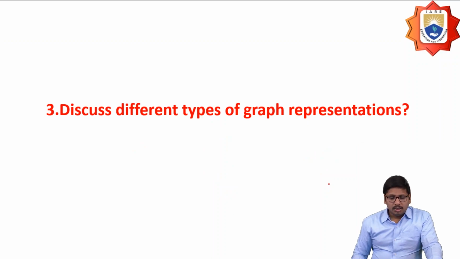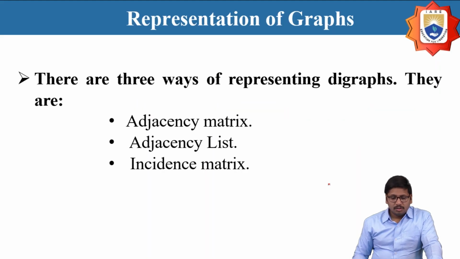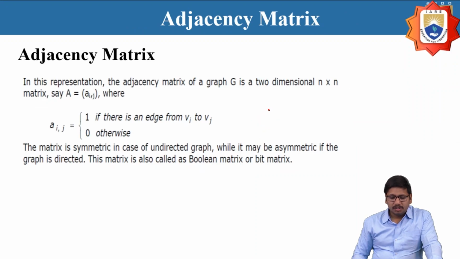And another question is to discuss different types of graph representations. So here I'm going to have different types of graph representations like adjacency matrix, adjacency list, and then incidence matrix. So these are the different ways of representing a graph. So first one is the adjacency matrix, then the list, and then the incidence matrix.